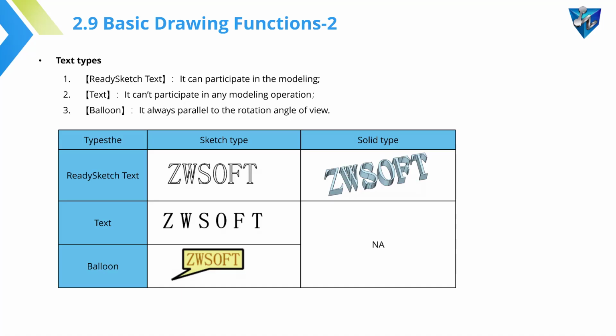Next, I will introduce the text in ZW3D. We provide three different kinds of text in the Sketch module. The first one is the Ready Sketch text, which can participate in the modeling. The second one is the normal text, which cannot participate in any modeling operations. The third one is the balloon. This type is normally used to add some notes for the sketch, and it will always be parallel to the rotation angle of the view. Let me show you in ZW3D.